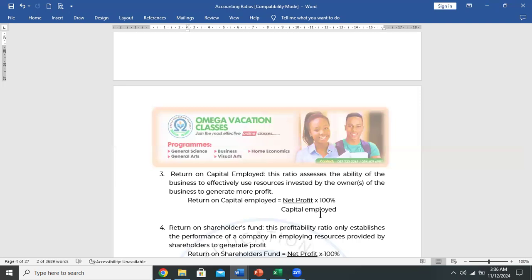I'm forced to call somebody, but I would want somebody to volunteer. Capital employed. That's the total resources invested in the business. How do we calculate that?